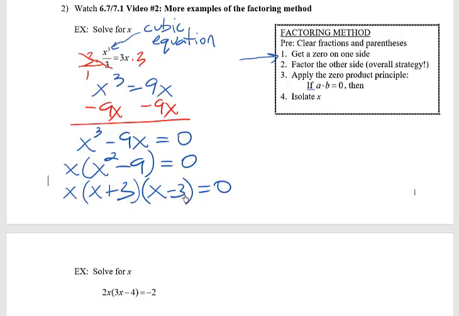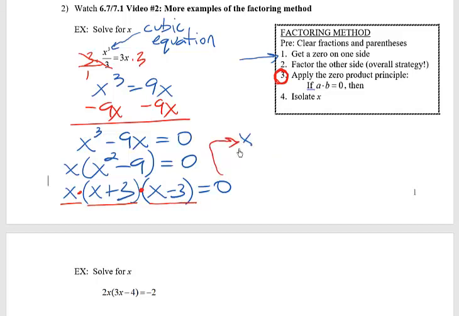Once it's fully factored, I can go to step 3 and use that zero product principle. Now, this one is a little bit different than our other example because this time I have 3 pieces that are being multiplied together. I have the simple x, I have the x plus 3, and I have the x minus 3. Well, the zero product principle works no matter how many items you're multiplying. I could tell you I have 10 numbers that I'm multiplying and the answer is 0. That still tells you that one of them is 0. So any of these 3 items here could be 0, and that's what I need to write down next.